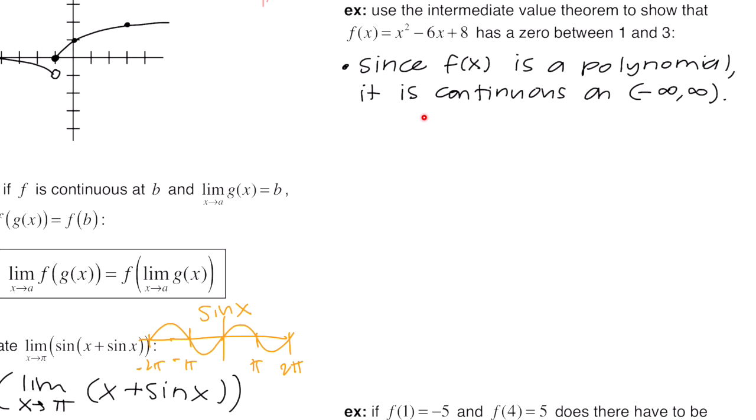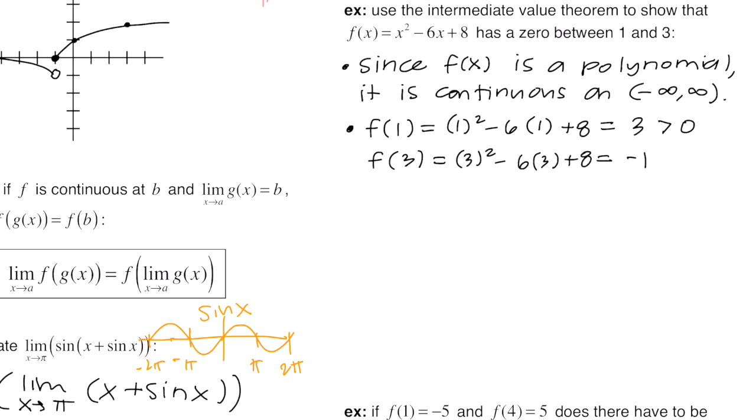So I wrote out, since f is a polynomial, it is continuous for all real numbers. Next, we're going to take these values 1 and 3, and plug them into the function. When you plug in 1, you get positive 3. So I just wrote greater than 0 to show that I know that this value is positive. Next, we're plugging in 3, and you get -1.